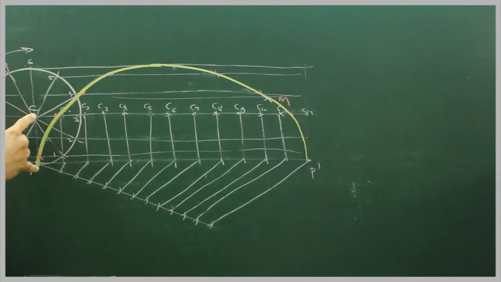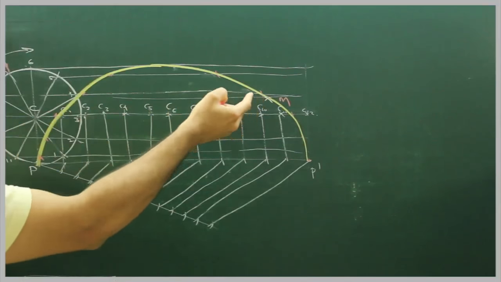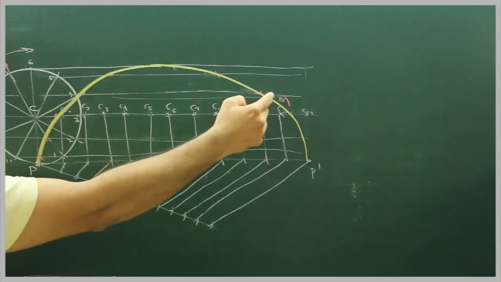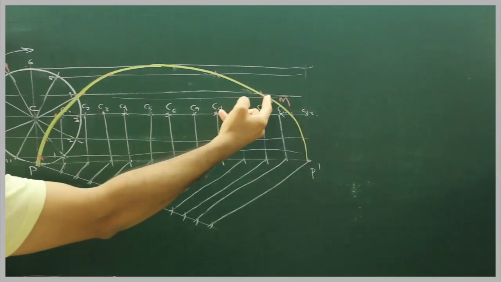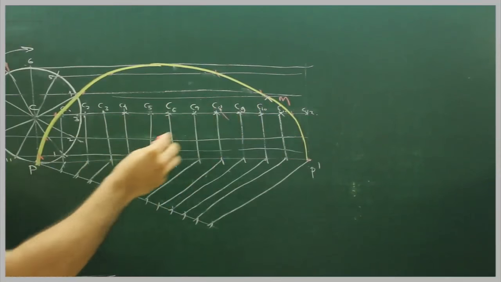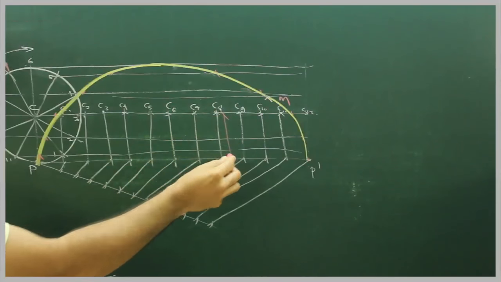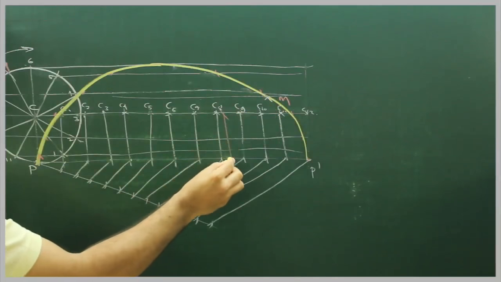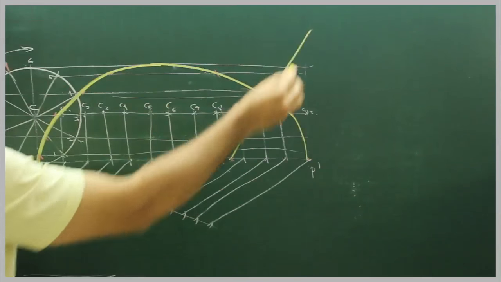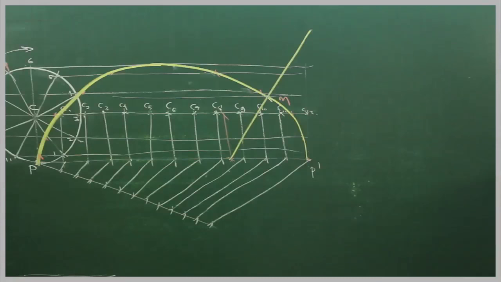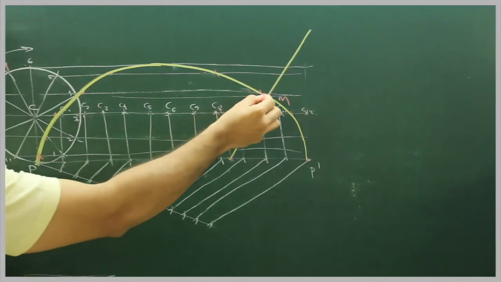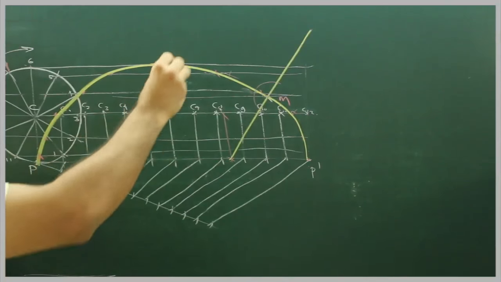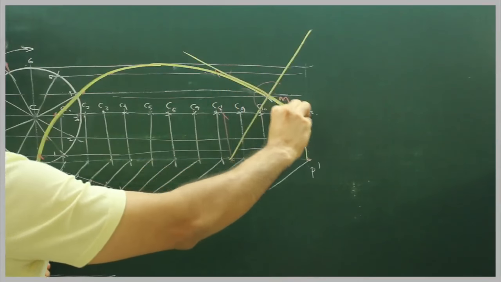Now take radius CP. From M, you cut on this line. From here, take CP, from M you cut on this side, from there you draw a vertical line, and wherever you cut, from that point to this point, draw a line. So this will be the normal. And if you want to draw the tangent, then from here you draw a perpendicular. You get the tangent also.